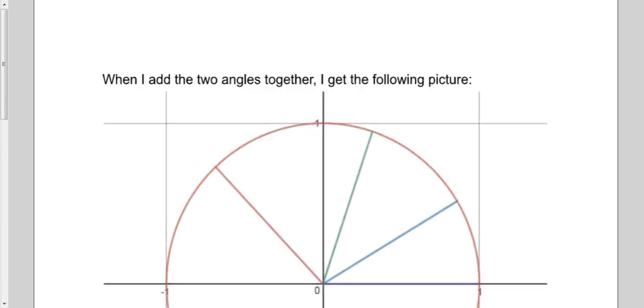Now, second page. You don't need to go to the second page. You can continue this on the first page. But I want you to add those two angles. Your angle for the blue one, we'll call that alpha. For the green one, we're going to call that beta.